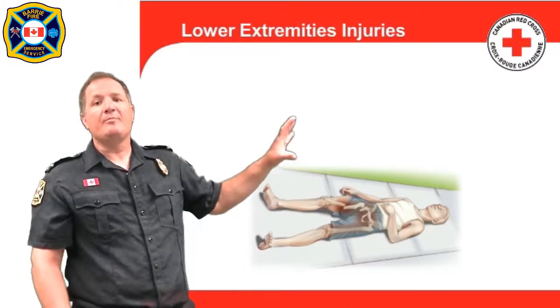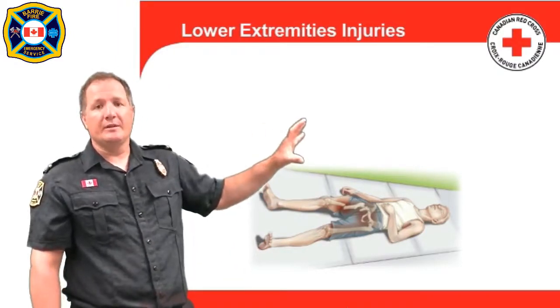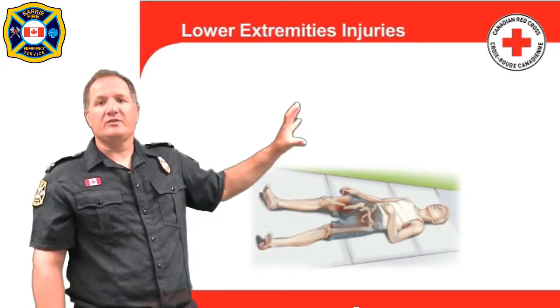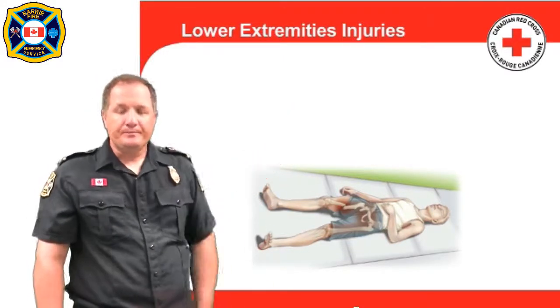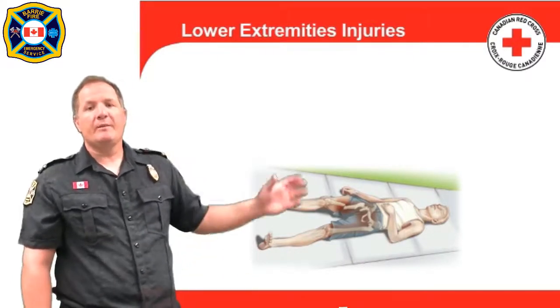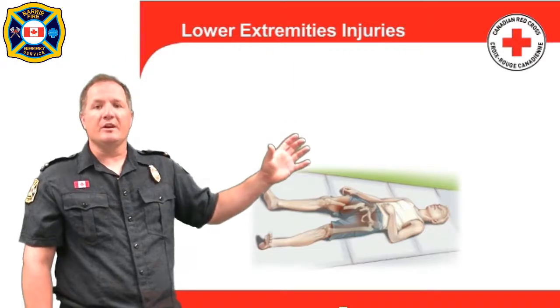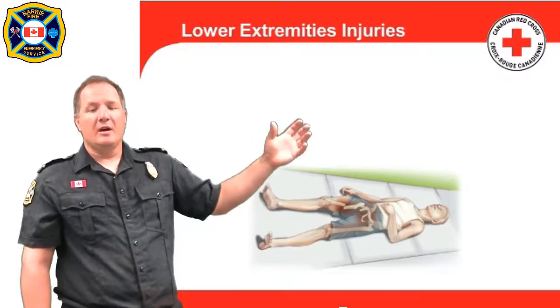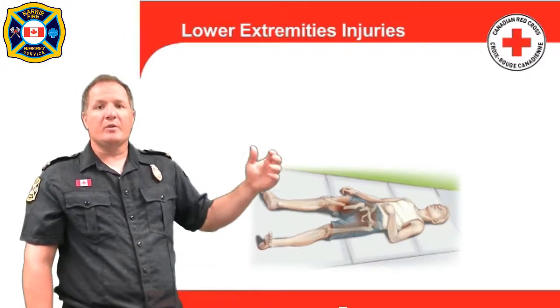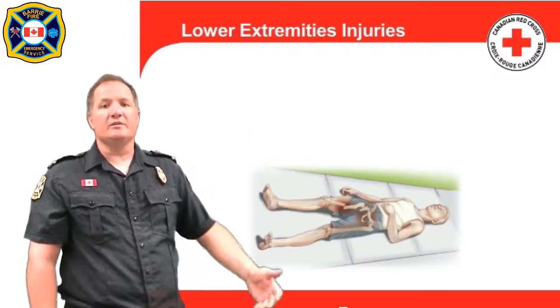Now, we will be covering pelvic injuries in a later chapter. However, it's important to remember that the femur comes attached to the pelvic area. So let's look at lower extremity injuries. In a later chapter, we'll focus specifically on the pelvis itself. The top of the femur attaches into the pelvis area, the hip. The hip area is prone to fractures, but it's also prone to dislocations.